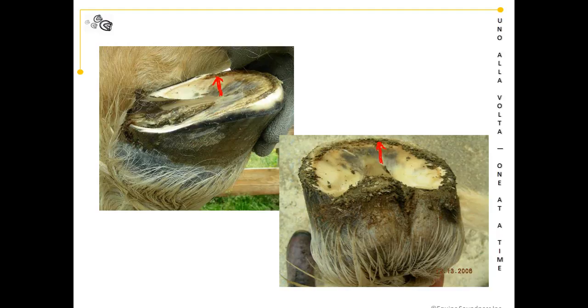But these are just guidelines. Basically, there should be less concavity in the front foot than in the hind foot, or in the hind foot more concavity than in the front foot.